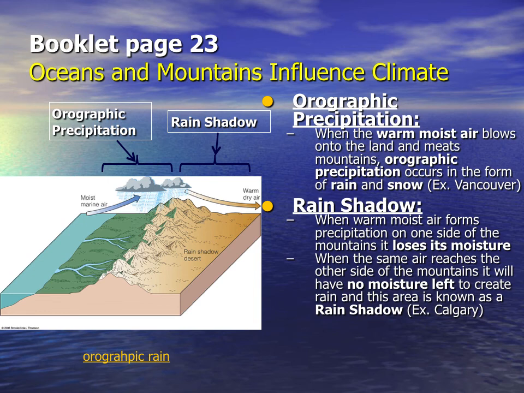Now on the other side of the mountains, we have what's called the rain shadow. When warm, moist air forms precipitation on one side of the mountains, it loses all that moisture over Vancouver, and then that same air comes over the other side, and it has no moisture left, so it can't create much rain, and this is known as the rain shadow.